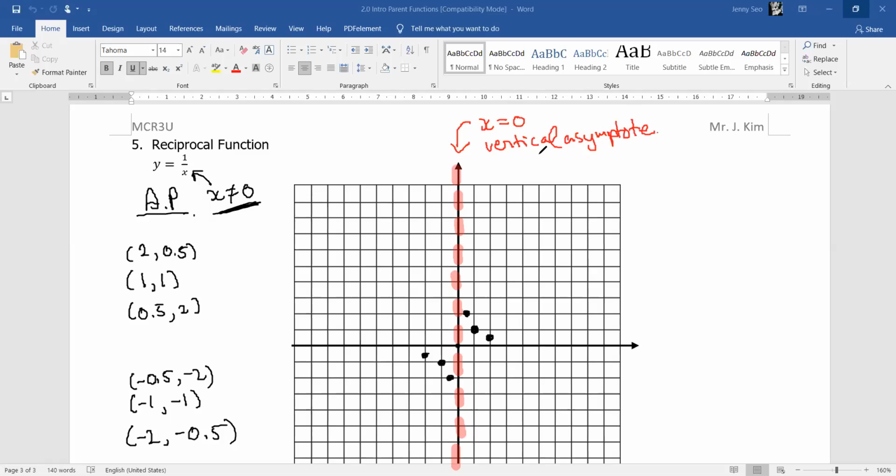Okay? Vertical asymptote. In the same way, there's another one. There's a horizontal asymptote, and that is when y equals 0. Why can't y equal 0? Anyone want to take a guess? Look at the equation, 1 over x. Why can't y equal 0? The only way that can happen is by x being equal to 0.